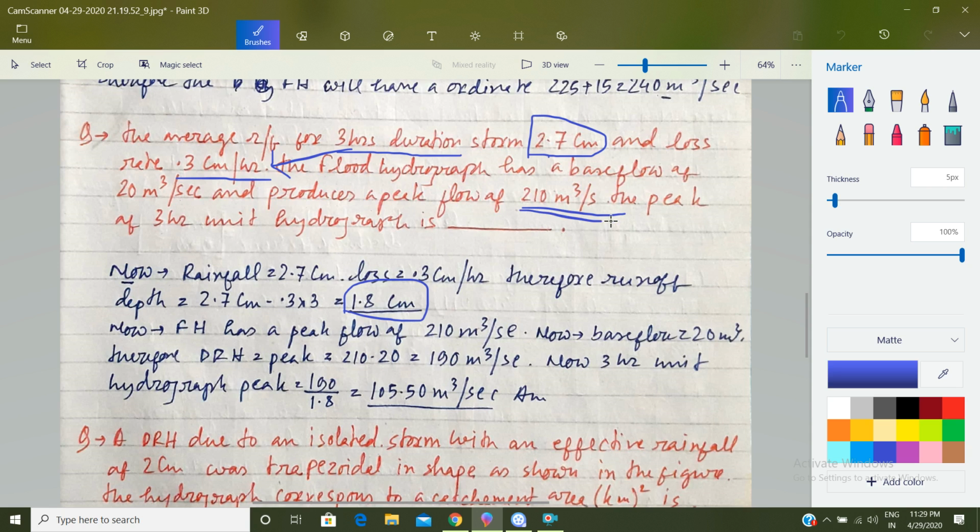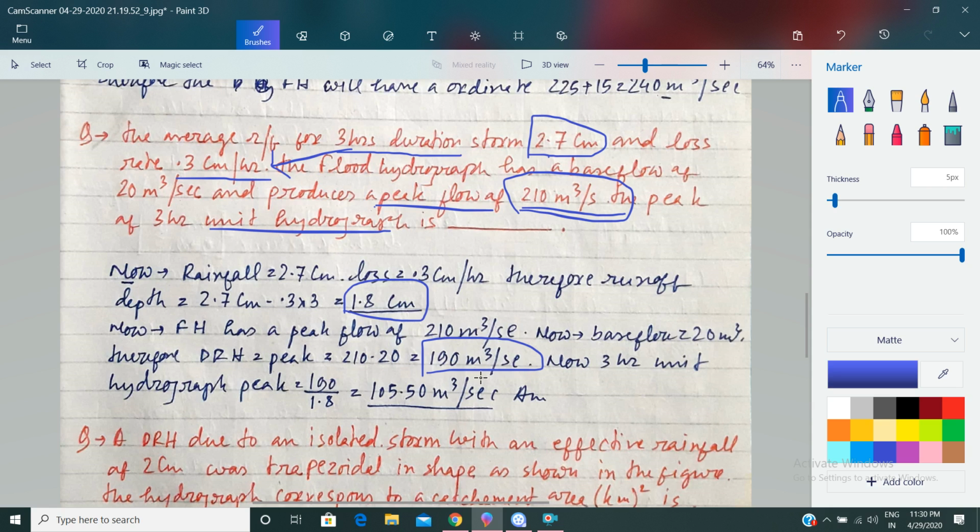Now see, 210 meter cube per second is the peak discharge, the peak flow of the flood hydrograph. Okay, so from the flood hydrograph we need to deduct 20 meter cube per second to get the DRH, the direct runoff hydrograph. 210 minus 20 equals 190 meter cube per second is the DRH. Okay, now we need the unit hydrograph.